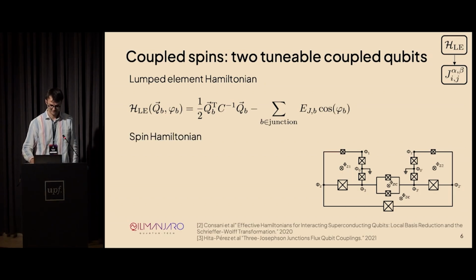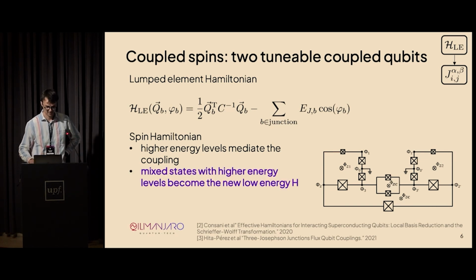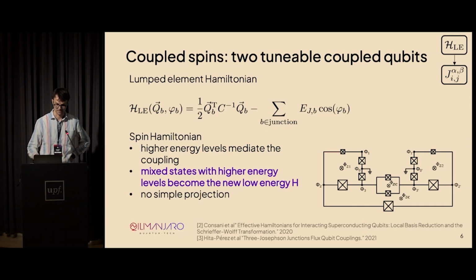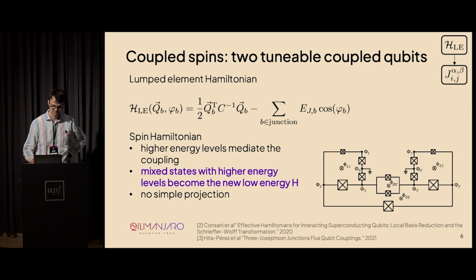And to understand this in terms of a spin Hamiltonian is now much more difficult, because the higher energy levels mediate the coupling. So mixed states become the new lower energy states of the Hamiltonian. I cannot just project onto the simple basis. There's no simple projection onto the low energy subspace.